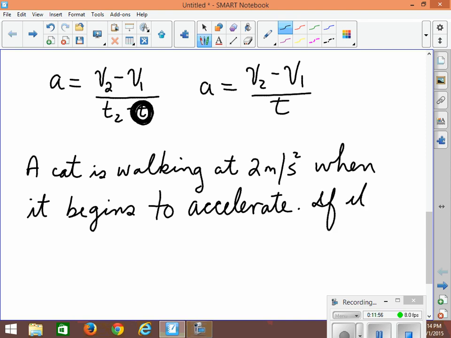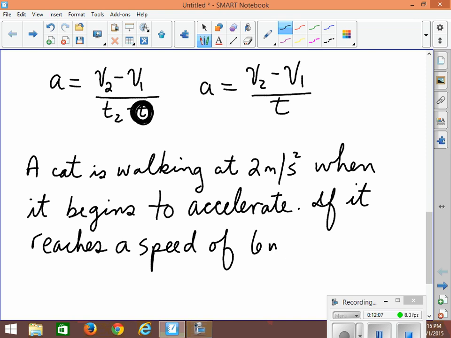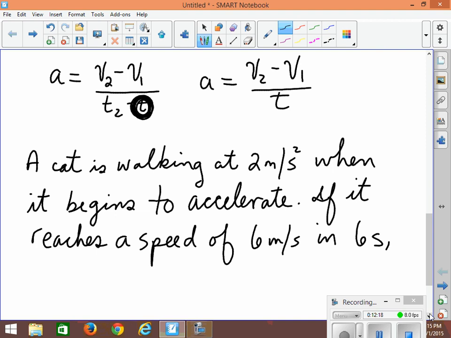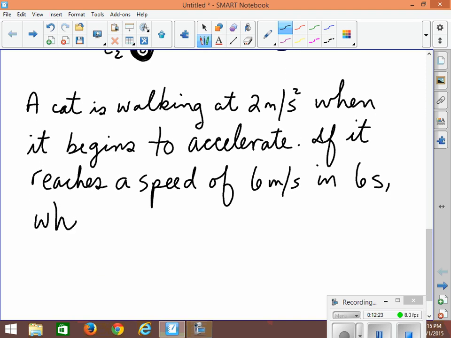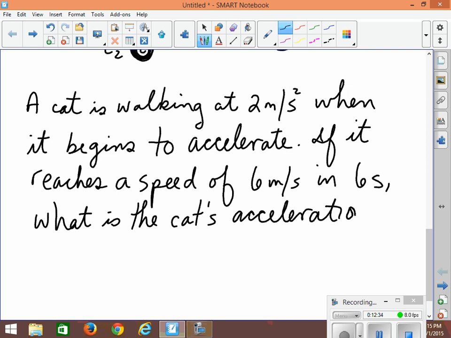If it reaches a speed of 6 meters per second in 6 seconds, so it takes 6 seconds for it to speed up to this 6 meters per second. What is the rate of acceleration? What is the acceleration? What is the cat's acceleration? We'll put cats in there. So we want to know how we would describe this acceleration rate.